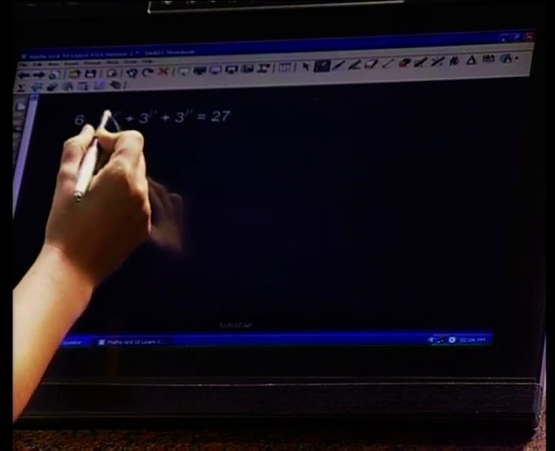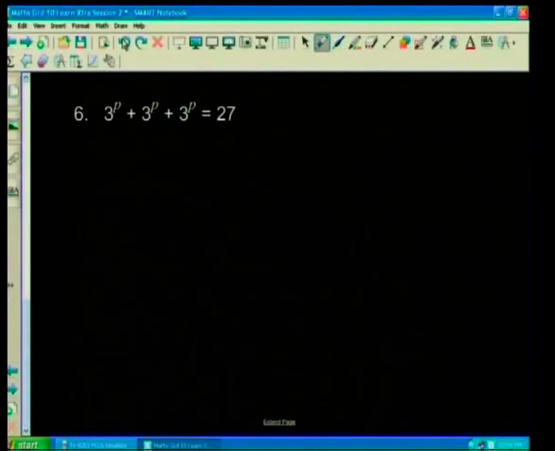You've got 3 to the power of p plus 3 to the power of p plus 3 to the power of p. That means we've got 3 times 3 to the power of p is equals to 27. We want to isolate 3 to the power of p, and we're going to do that by dividing both sides by 3, giving us 3 to the power of p is equals to 27 divided by 3 is 9.